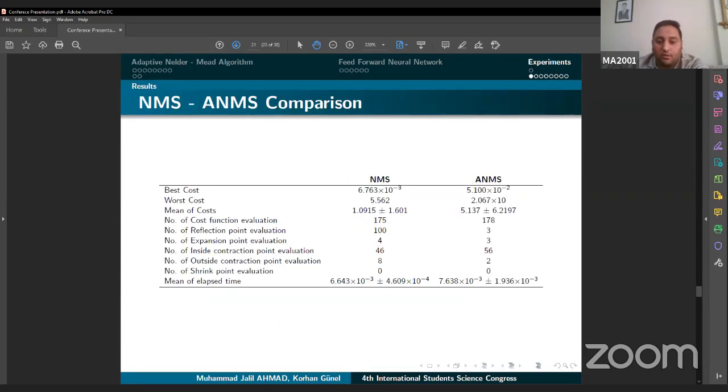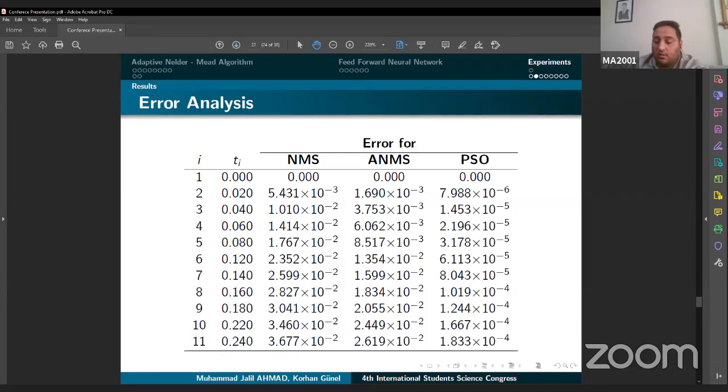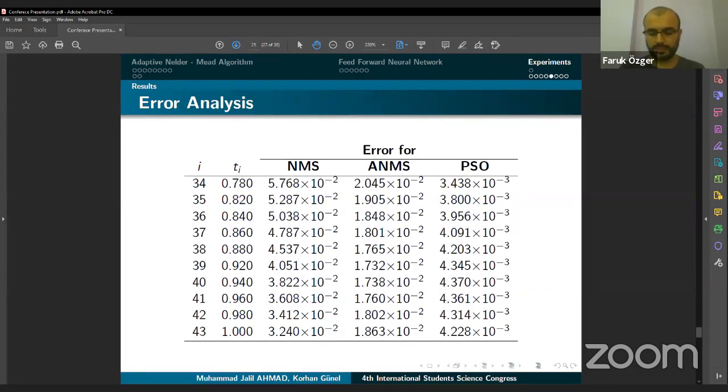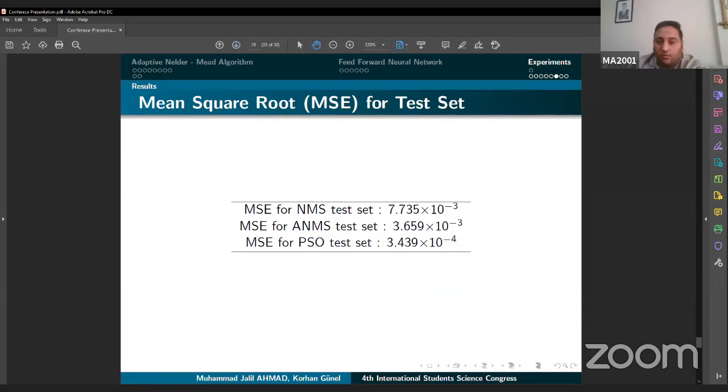And coming to our results, we have solved this one with Nelder-Mead and adaptive Nelder-Mead as well, and we have compared our solutions. We can clearly see here the adaptive Nelder-Mead is much more efficient than the standard one. You can clearly see it gives us a much smaller value as compared to the standard one. Also, we have compared it with standard particle swarm optimization as well. These are our results. And if we calculate the root mean square error of our test sets, this is given here.